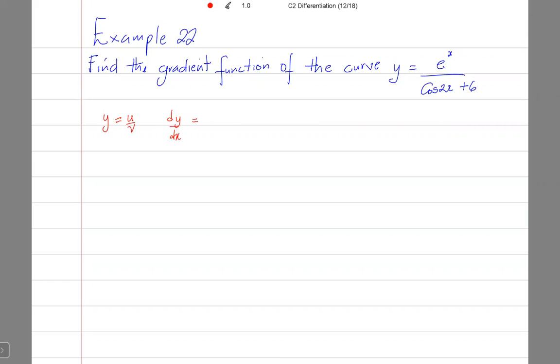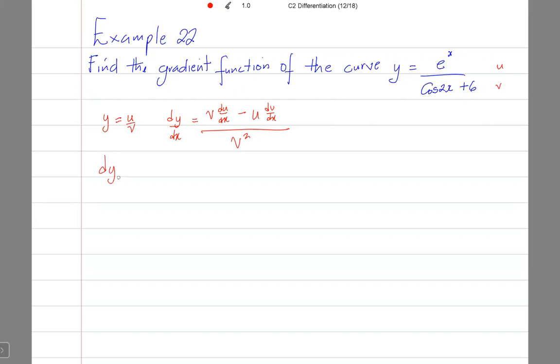I also recommend that whenever you're going to use a rule, always start by writing the rule. The more you write it, the more likely you are to remember it. So this is v multiplied by du by dx minus u multiplied by dv by dx, all over v squared. So u is the numerator and v is the denominator. So let's go straight for it.